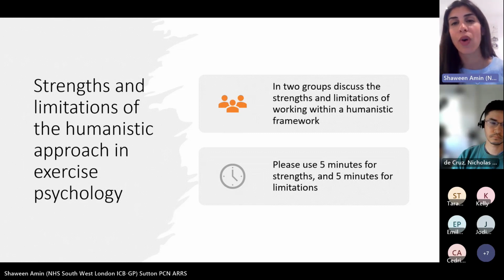Is there anything else before I tie together what my experience of the limitations within humanistic practice are, and how I have tweaked my practice to try and overcome those?